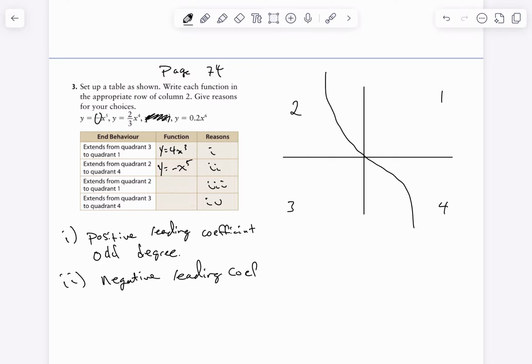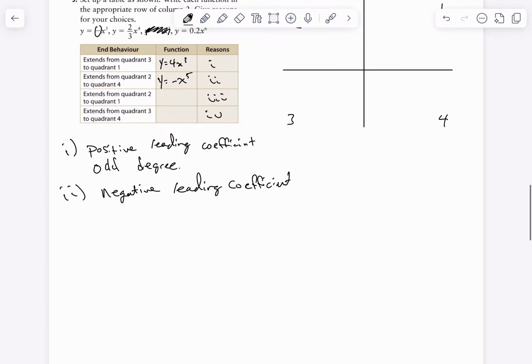And so the graph has been vertically reflected. Remember, this kind of looks like this, and it's vertically reflected. And so the degree, because again, the end behaviors are opposite, we're going from 2 to 4, opposite areas of the Cartesian grid, y value wise, it's going to be an odd degree again. Okay. Question 3.